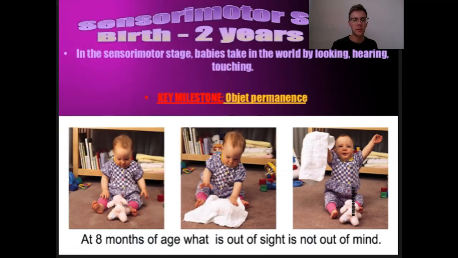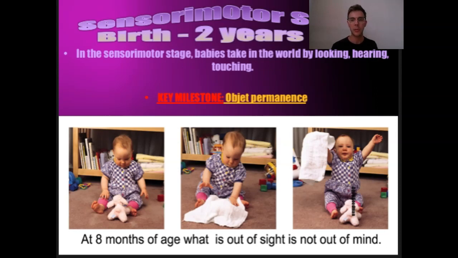So the first phase of Piaget's theory of cognitive development is the sensory motor stage. This takes place between birth and about 2 years of age. In this stage, babies take in the world by looking, hearing, and touching. Children at this age are very curious, and they're fun to watch because they're just learning so much, and they're looking at the world around them, and everything is so new.